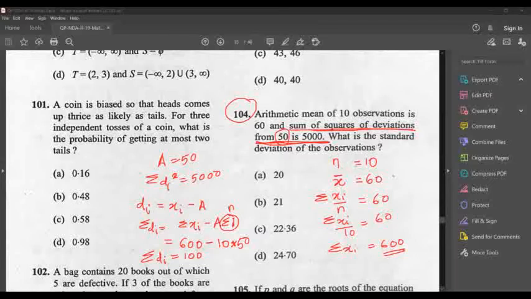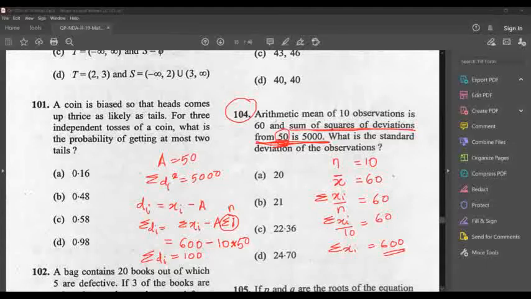Understood? So what did I do here, listen again. I have n as 10 and mean as 60, so I can get the sum of the observations as 600. Now they have given deviation from the assumed mean. The assumed mean is 50, so the sum of squares of deviation is 5000. Deviation is xi minus 50. So sigma di is sigma xi minus a into n, that is 100.